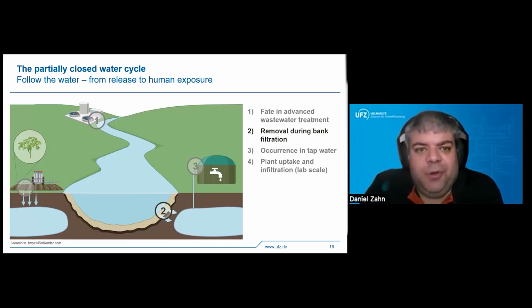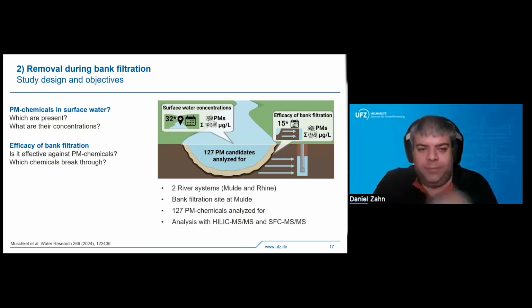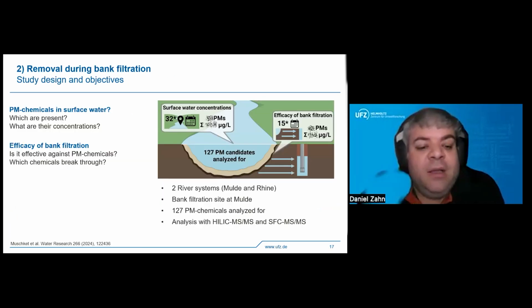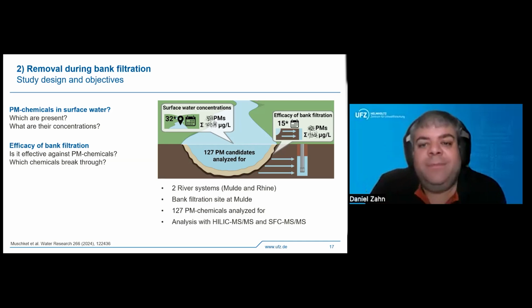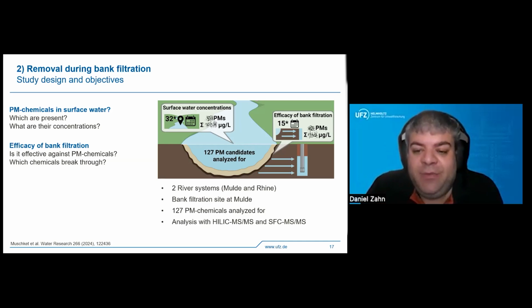After discussing the sources with which the chemicals can be released into the water, I want to have a look with you into surface water concentrations and bank filtration, which is often the first treatment step for drinking water production. The study I want to summarize here, we took a look into two river systems, the River Rhine and the River Mulde, and into a bank filtration site located at the River Mulde.